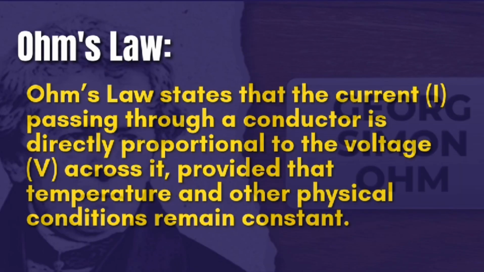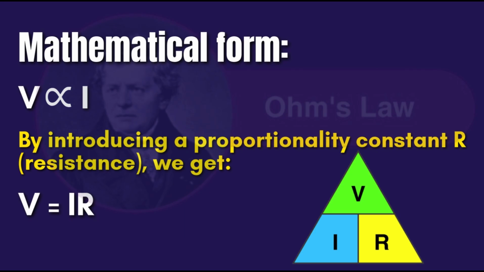Next is Ohm's law. Ohm's law states that the current I passing through a conductor is directly proportional to the voltage across it, provided that temperature and other physical conditions remain constant. Mathematically, V is directly proportional to I, means voltage is directly proportional to current. By introducing a proportionality constant, that is R, we get V equals IR, where V is voltage that will be measured in volts, I is current that will be measured in amperes, and R is resistance that will be measured in ohms.